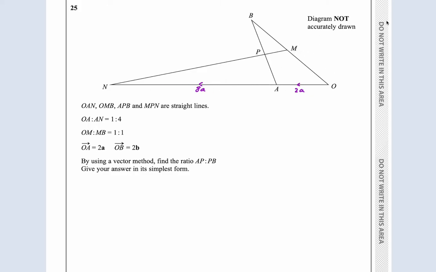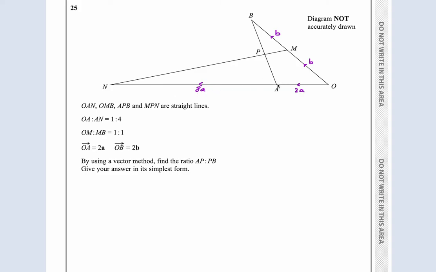And OM to MB is 1 to 1. And this whole thing is 2b, which means from here to here is b, and from here to here is b, because they have to be the same, and the full thing is 2b. Okay, then it says, using a vector method, find the ratio AP to PB. Give your answer in its simplest form.